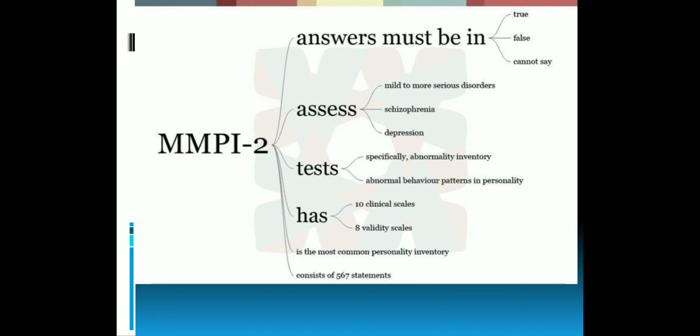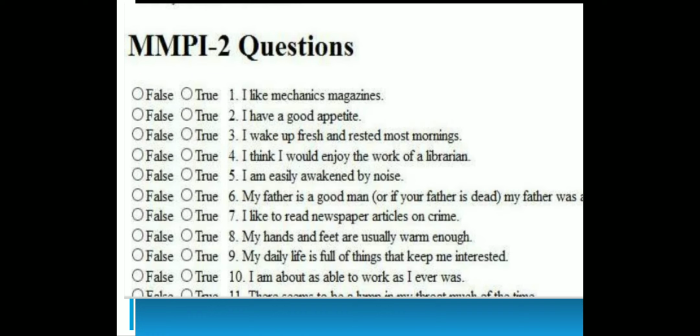Now, it has 10 clinical scales and 8 validity scales. It is the most widely used personality assessment. Now, for giving you a clear view, let us see a small example of MMPI questions. I like mechanics magazines. The answer will be yes or no. I don't like it, I will say no. You may like it, then you can say yes.